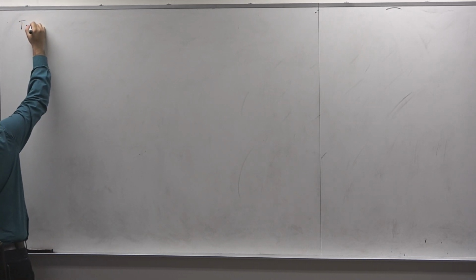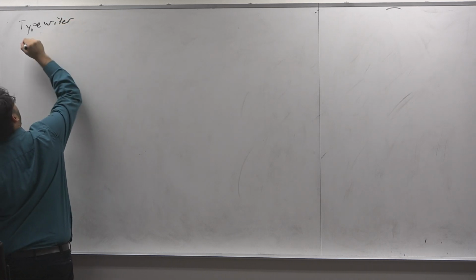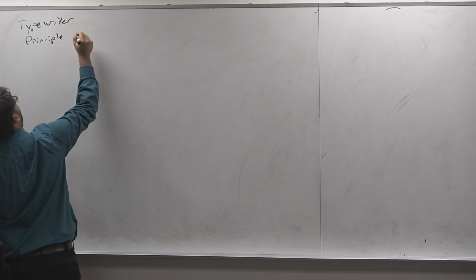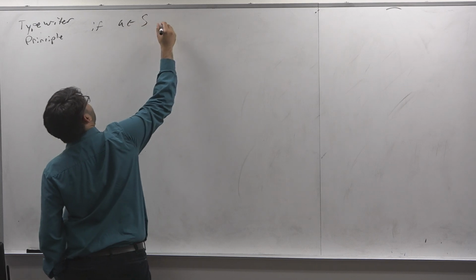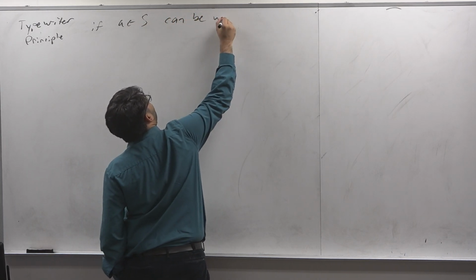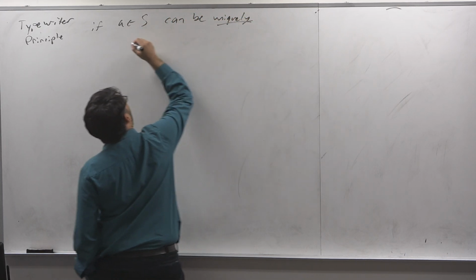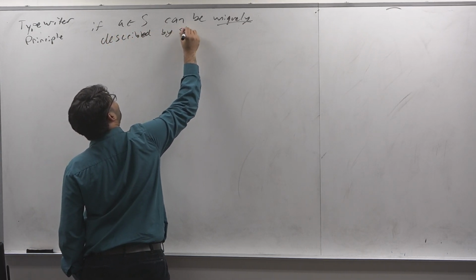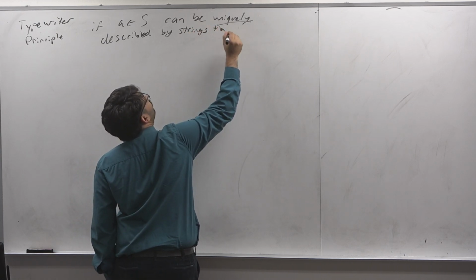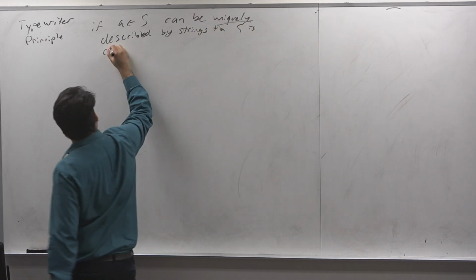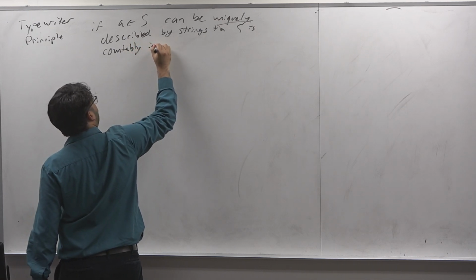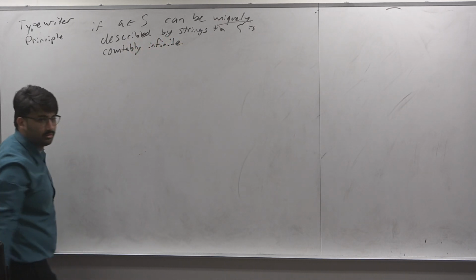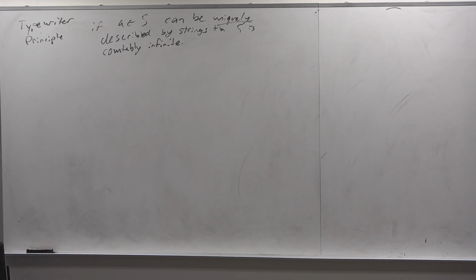This is called the typewriter principle. If the elements of S can be uniquely described by strings, then S is countably infinite. So if you can uniquely describe the elements of a set by strings, then the set is countably infinite. Much more powerful than the ordering lemma.